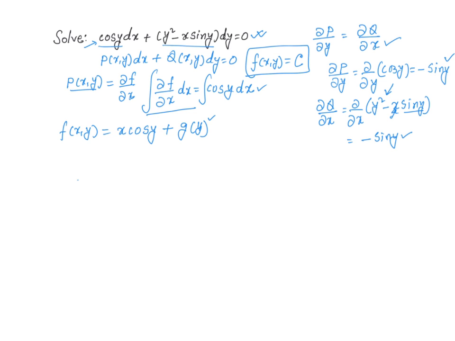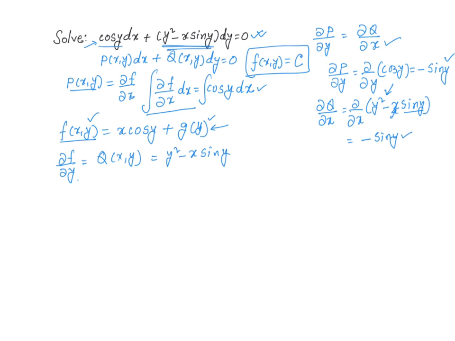Now, in theory, we have a solution, right? f of x comma y. However, we still do not know what g of y is. Can we find it? The answer is yes, we can go ahead and find it. How do I find it? See, we have f of x comma y. We know that del f over del y is nothing but q of x comma y. And q of x comma y is just equal to y square minus x sine of y.